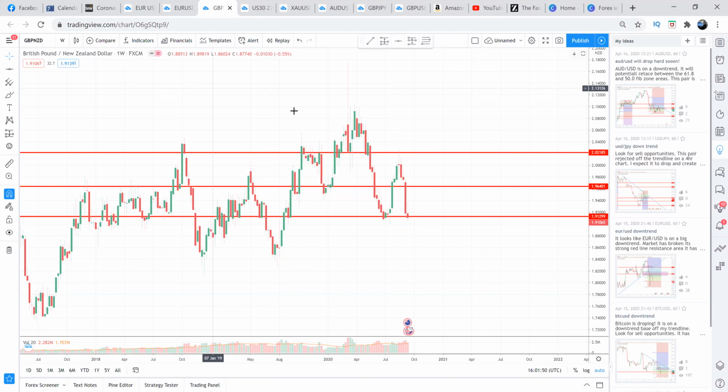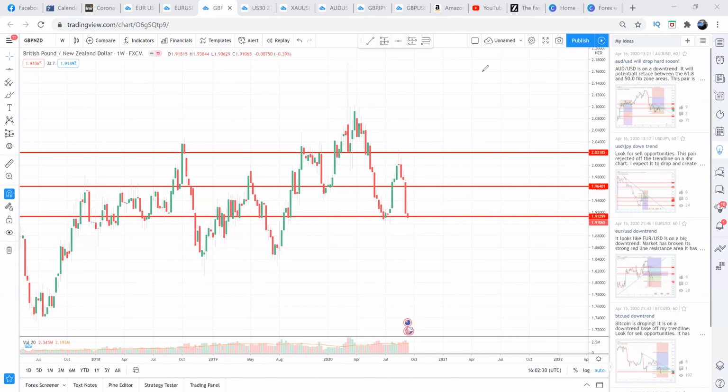So for this pair, the red line right here signifies the area of, you could say, support. This is the area of support. This signifies the area of resistance right here. The market is rejecting off this line, coming back down. So this is an area of support that's strong, that's been tested multiple times. There's an area of resistance that's been tested. So you try to find the current areas the market is at so you could predict the next area. So that's why I draw these lines here to show.